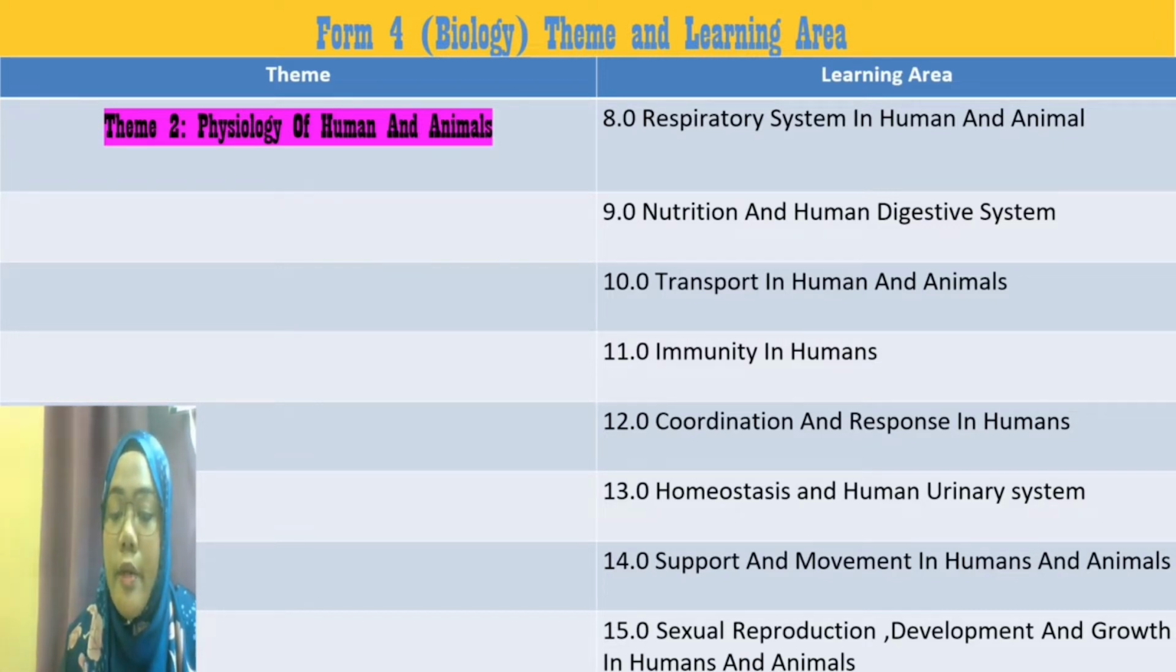Chapter 13, Homeostasis and Human Urinary System. Chapter 14, Support and Movement in Humans and Animals. Chapter 15, Sexual Reproduction, Development and Growth in Humans and Animals.